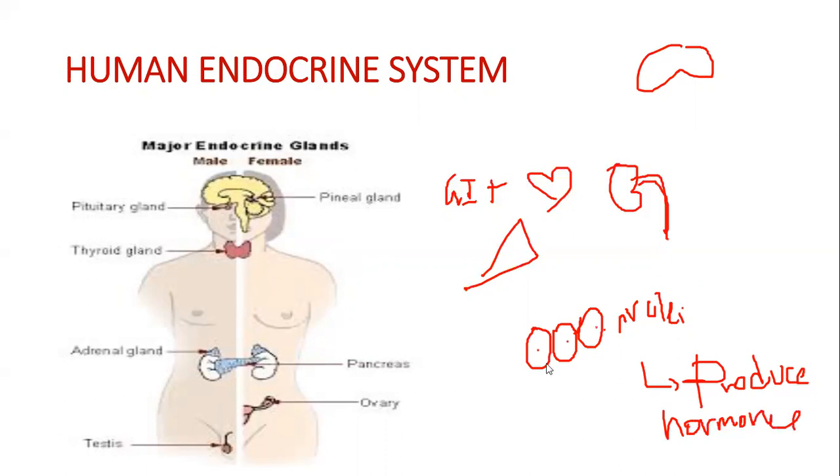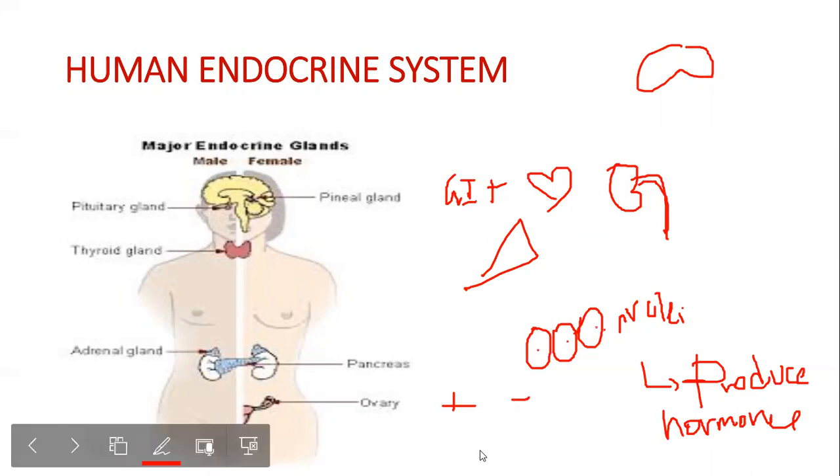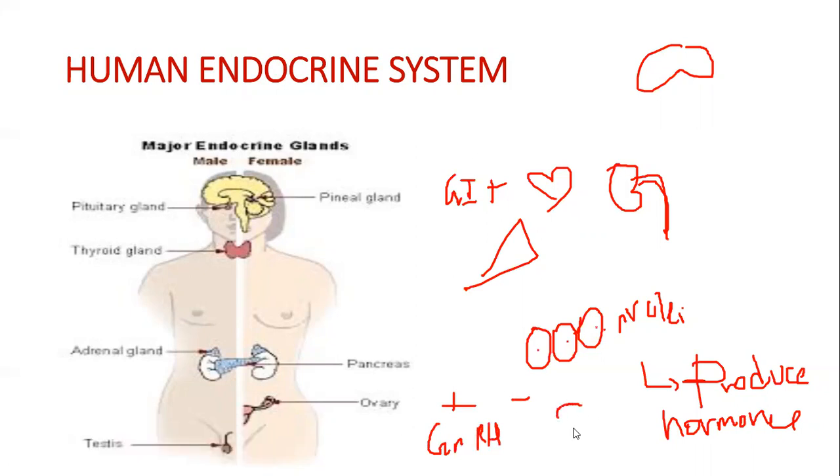The hypothalamus contains several neurosecretory cells called nuclei, and they produce hormones. These hormones regulate the synthesis and secretion of pituitary hormones. There are two types of hormones: one is releasing hormone and one is inhibiting hormone. A releasing hormone example is gonadotropin releasing hormone, and an inhibiting hormone example is somatostatin.